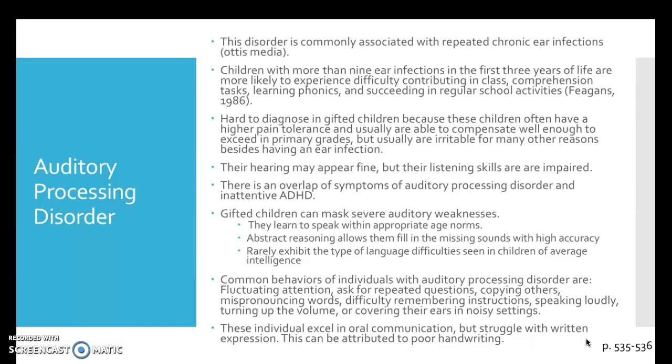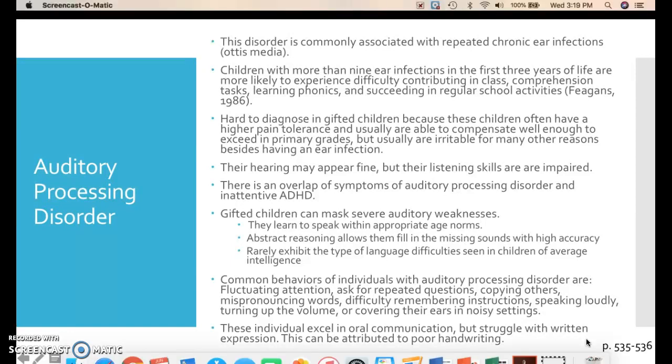Gifted children can mask severe auditory weaknesses. They learn to speak within appropriate age norms. Abstract reasoning allows them to fill in the missing sounds with high accuracy. These individuals rarely exhibit the type of language difficulty seen in children of average intelligence.